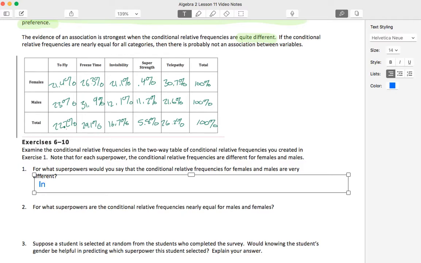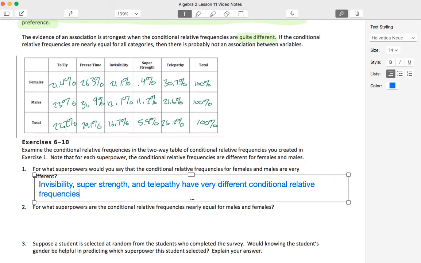Let's see, invisibility, super strength, and telepathy have very different conditional relative frequencies between females and males. Definitely.